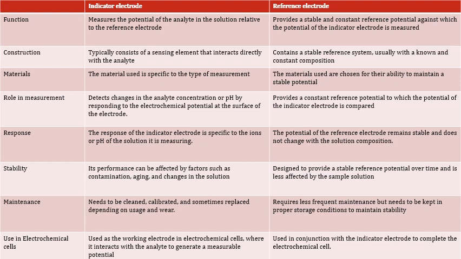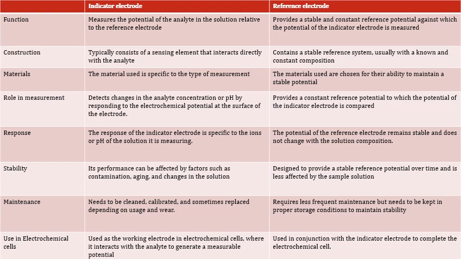The uses in electrochemical cell. The indicator is used as the working electrode in the electrochemical cell, which interacts with the analyte to generate a measurable potential, while the reference electrode is used in conjunction with the indicator electrode to complete the electrochemical cell. It provides a constant reference potential to measure the potential difference accurately.